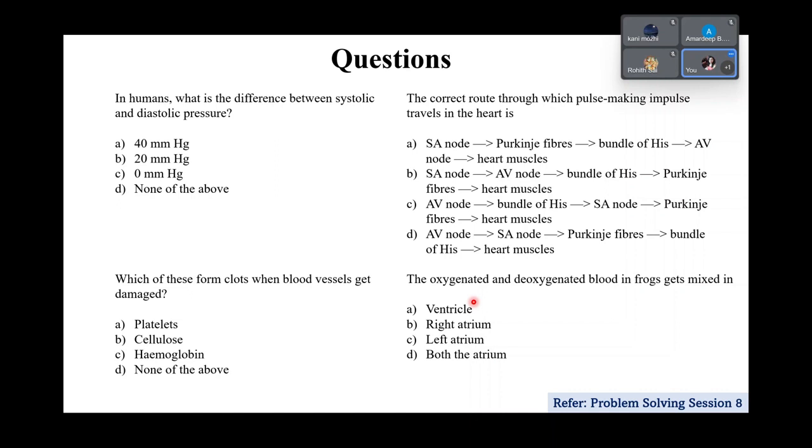Yeah, so 120 by 80, so the difference was 40. The correct route is from the SA node, sinoatrial node, to the atrioventricular node, to the bundle of His, then to the Purkinje fibers, and then the heart muscles for them to contract. Platelets are related to the clot formation, and blood gets mixed in the ventricles for the frogs because they don't have the septa.